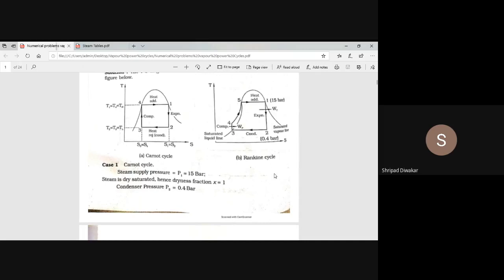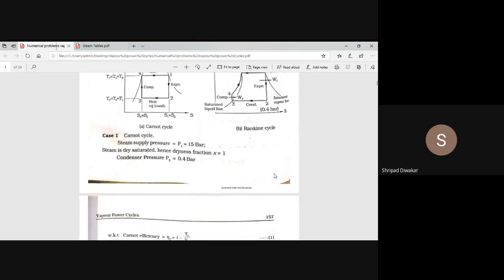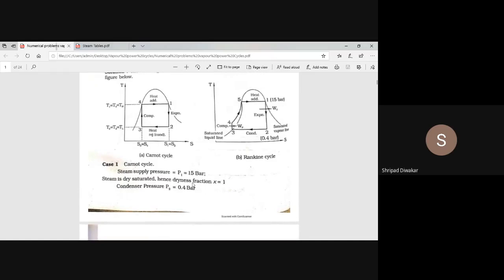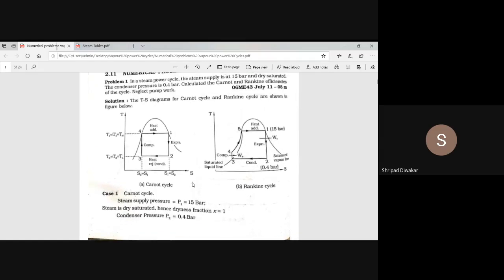Okay, T2 is nothing but what? Lowest temperature, and T1 is highest temperature. Very simple formula: 1 minus TL by TH. Already we studied it in the Carnot cycle. Just substitute the values. And one more thing here, temperature. We do not know the temperature, so you have to find the temperature from the table. Okay.